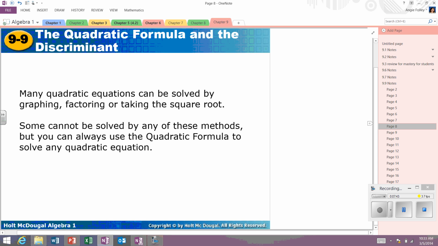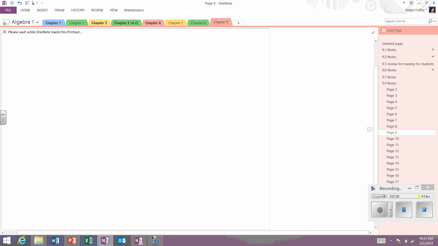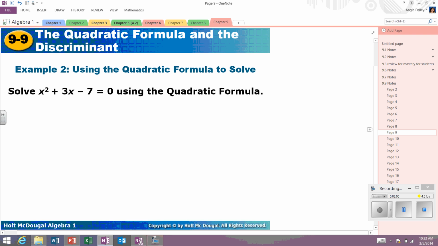Many quadratic equations can be solved by graphing, factoring, or taking the square root. So we've done all those processes, but some cannot be solved by those methods. So that's why the quadratic formula is great, because it can be used on any quadratic equation. It just takes some time to do. So let's try another one.